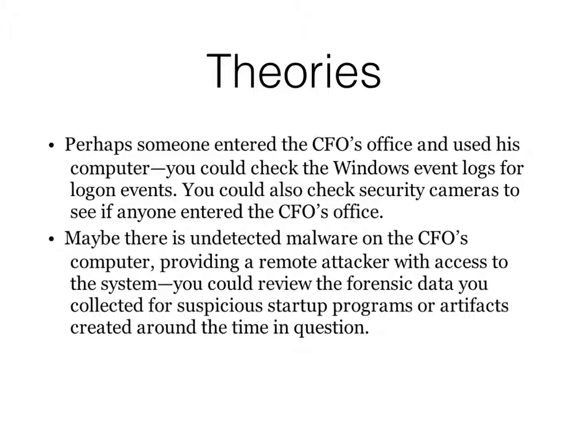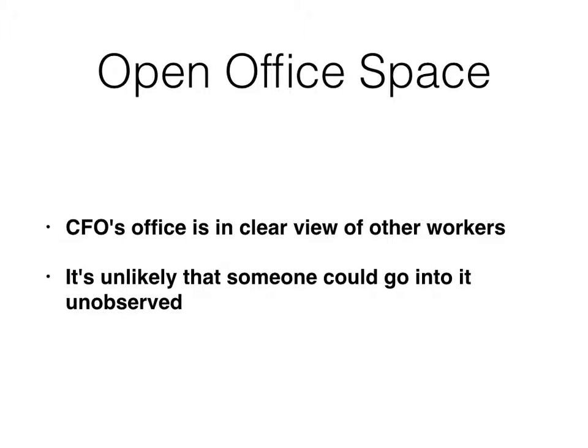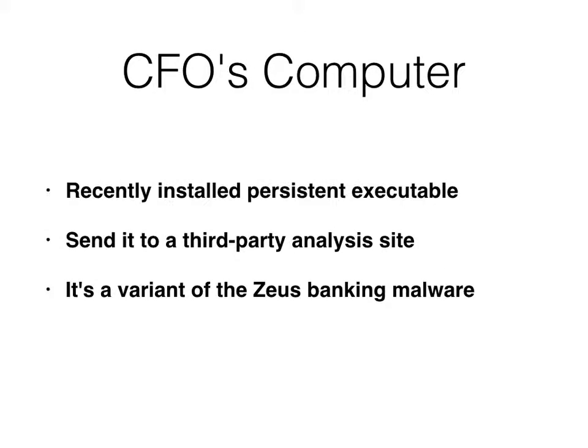So here's theories. Maybe somebody went into the CFO's office and used his computer. That would do it. Maybe there's malware on the computer, giving a remote attack. You can test these theories with the data available. One issue is that the office space is open, there's windows, so somebody probably couldn't realistically go into his office and mess with his computer without somebody seeing it, so that's not likely. So you look on his computer for malware and you find it.